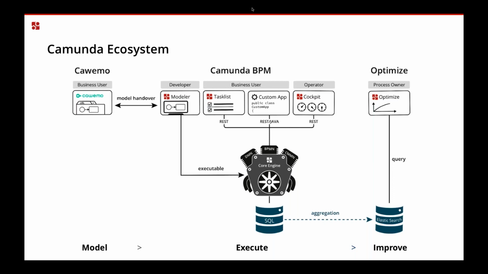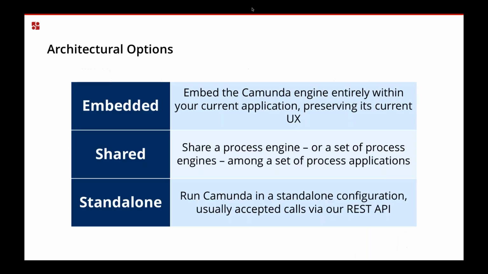Okay, so now that we've covered this, I'd like to move on. I'll talk briefly about the architectural options, and then we'll get into the live demonstration. I mentioned the embedded model just a moment ago. The idea is that many customers have existing Java applications where they simply want to add workflow capabilities and decisioning capabilities, and you can do that simply by embedding the libraries within your existing Java application.